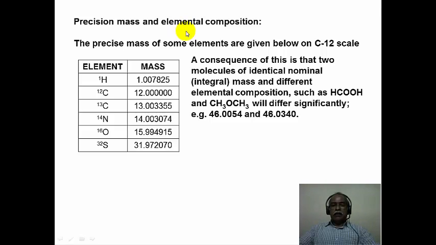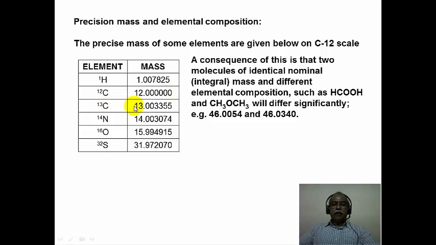The second one is the isotope peaks, which also gives important information regarding the elemental composition. We will see these two aspects in a minute. First, we will talk about the precision mass. When the mass of atoms are calibrated, atomic masses are calibrated using carbon 12 as a standard. In other words, you make carbon 12 as the 12.0000 as the standard for the atomic weight scale.